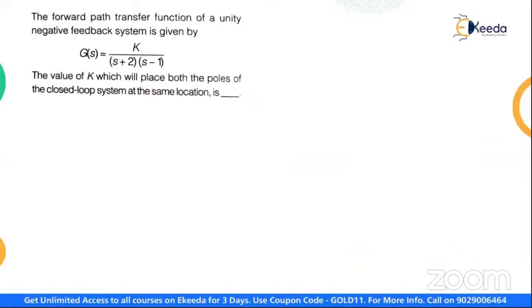The forward path transfer function of a unity negative feedback system is. Just a minute. Please give me 1 second.